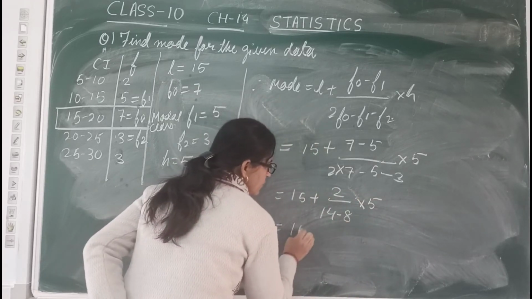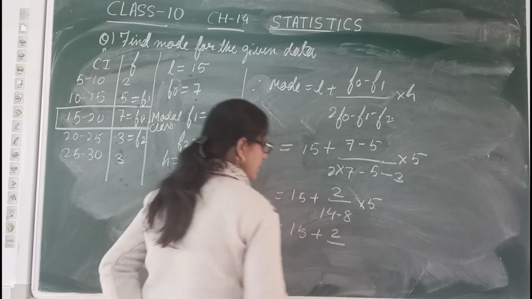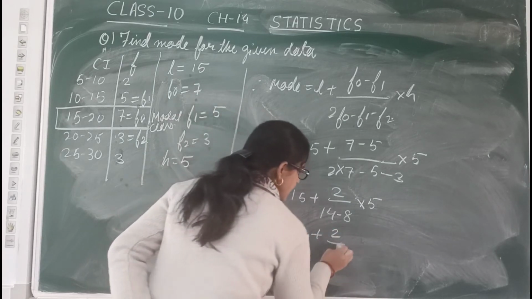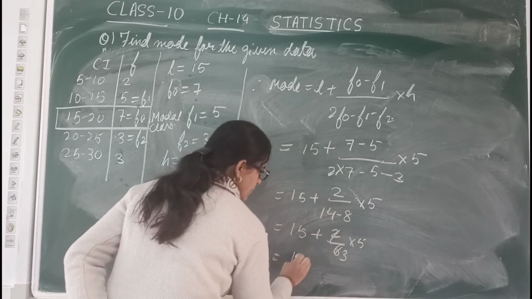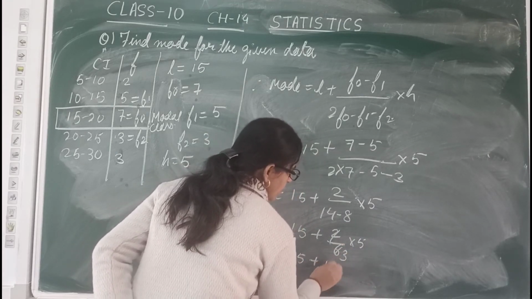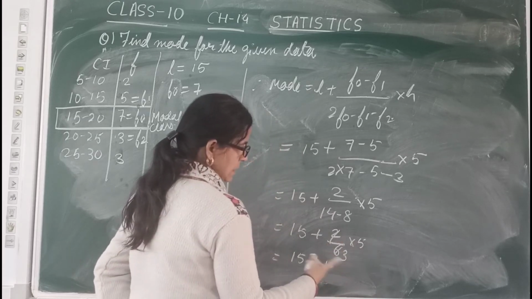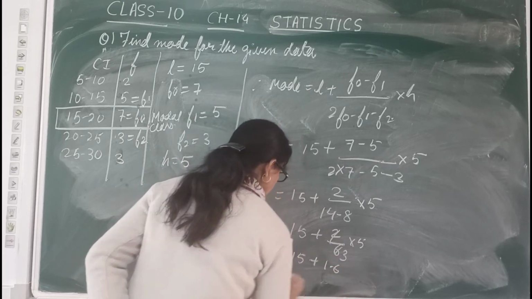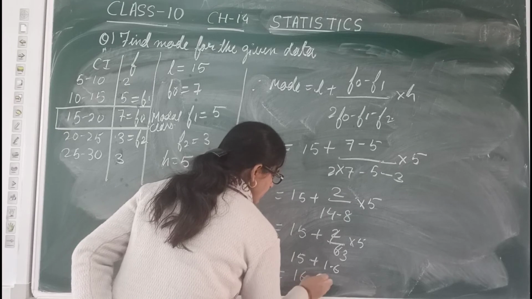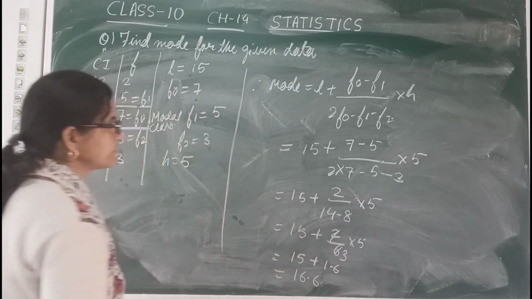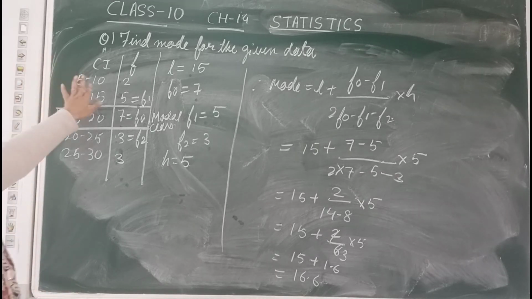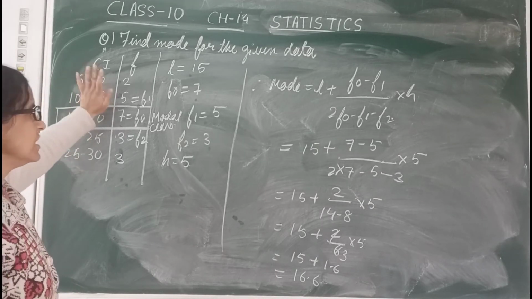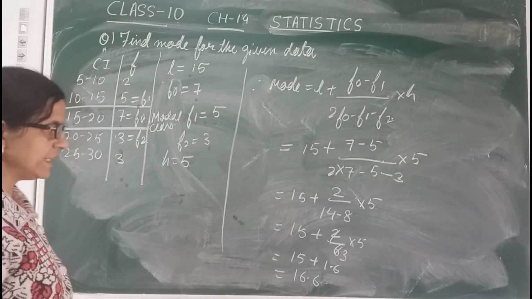So this will be equal to 15 plus 2 by 6 into 5. So this will be equal to 15 plus 1.6 and so on. So this will be equal to 16.6. So the mode value is 16.6. Now if some unit is given over here, kg, years and so on, we will accordingly write the unit.